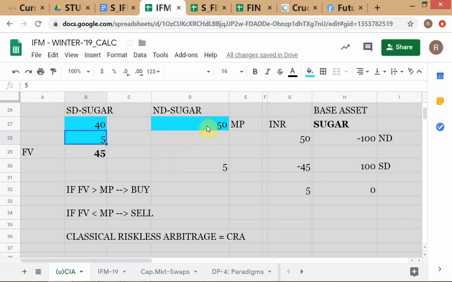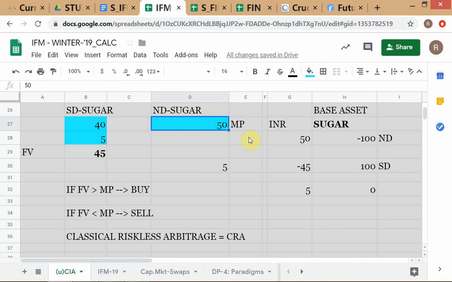If you sell in North Delhi at 50 rupees, you have to deliver against this. You can't bring the South Delhi sugar and deliver against the short position, because the regulators have basically blocked it. So in all situations, you have to see first of all whether there is a theoretical arbitrage. Then you also have to see whether, based on the situation on the ground, you are allowed to actually make it happen. Is this point clear?